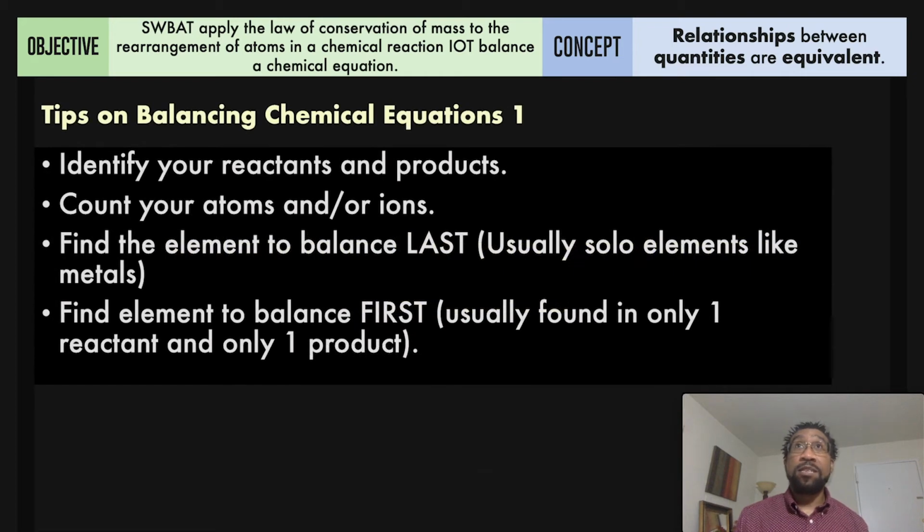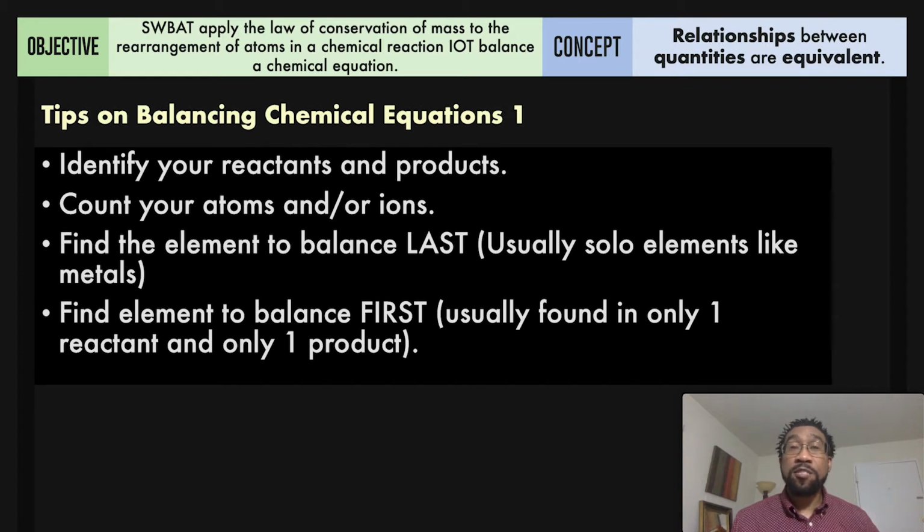Here are some tips, all right? These tips might look a little intimidating at the start, but since we're working on simple synthesis reactions, these tips may actually be a little bit deceiving. Once you see some of the examples, you'll understand that some of these tips are actually for more difficult problems, okay? So first, we're going to identify the reactants and products. We're gonna count our atoms and our ions if we need to count ions. Then we're gonna find out which element to balance last first. That's like the number one rule right there, honestly. The biggest thing is finding out which one you balance last first. Then you find out which one you balance first, okay?